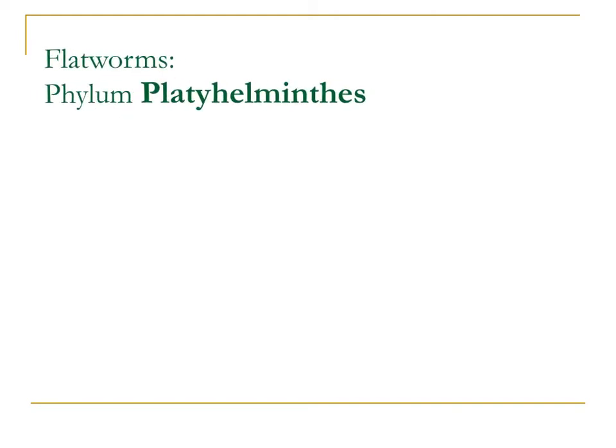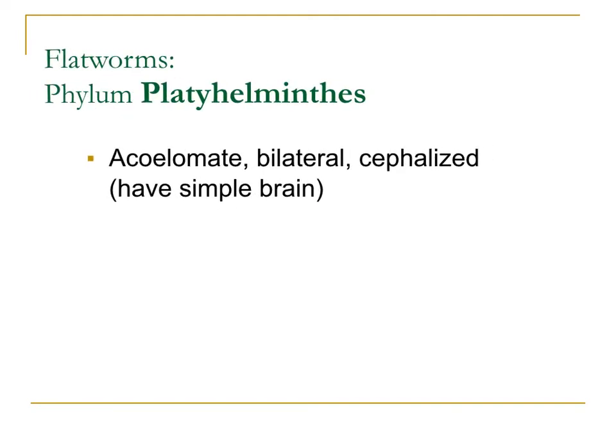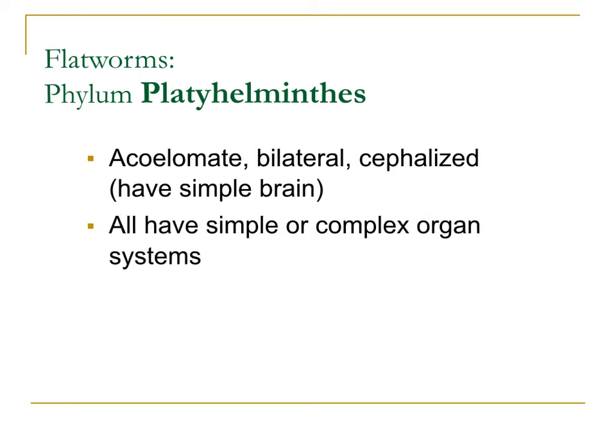So we're going to start off again with the phylum Platyhelminthes. Acoelomate, bilateral, cephalized, have a simple brain. All have simple or complex organ systems, and most are hermaphrodites. So, characteristics of Platyhelminthes. Two major evolutionary advances: cephalization, which is the concentration of sense organs into a head or anterior region. They also show bilateral symmetry. Both allow for more directed motion, or direction where is most efficient.